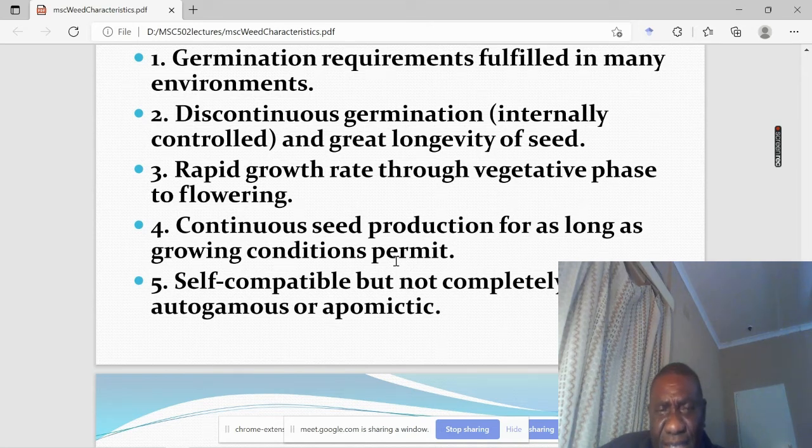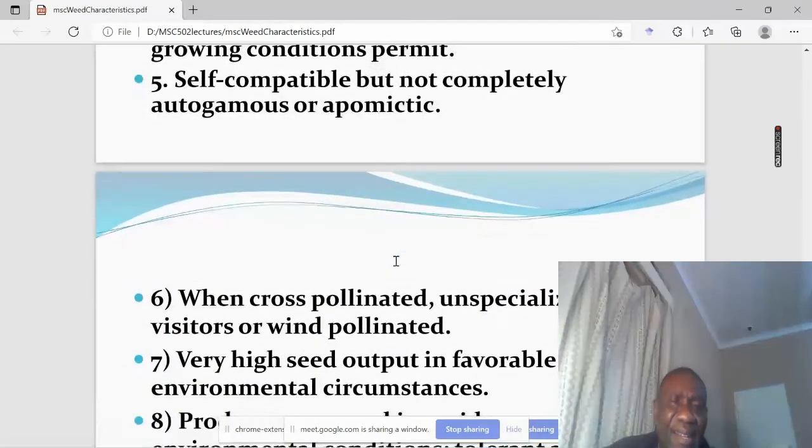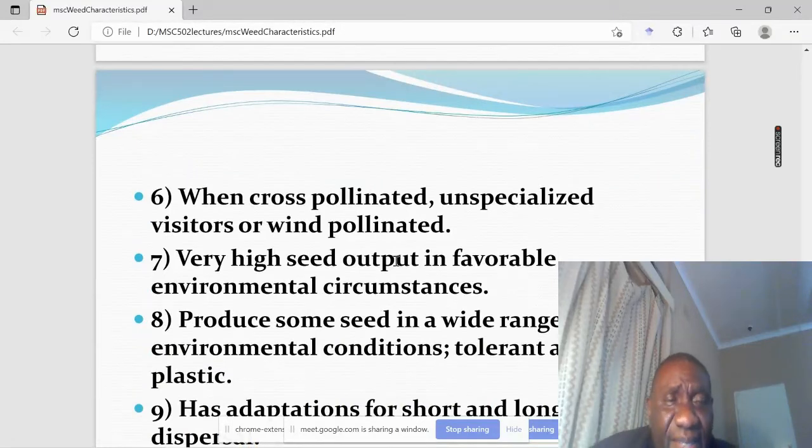Now, selfing can produce pure lines. If we were talking about breeding with weeds, they exist mostly as pure lines, but we also have some hybrids, because number six, we also have cross pollination taking place. And for this to occur, we have unspecialized visitors or wind pollination.